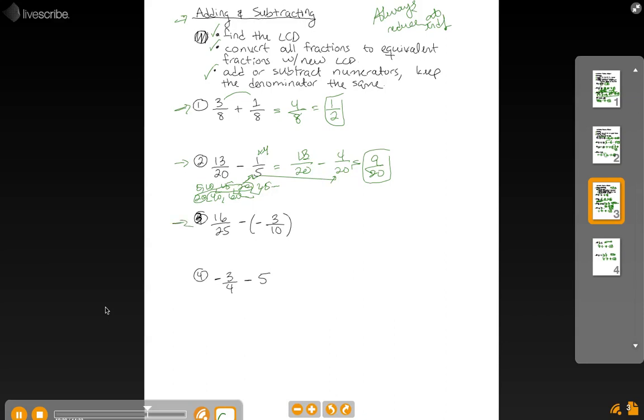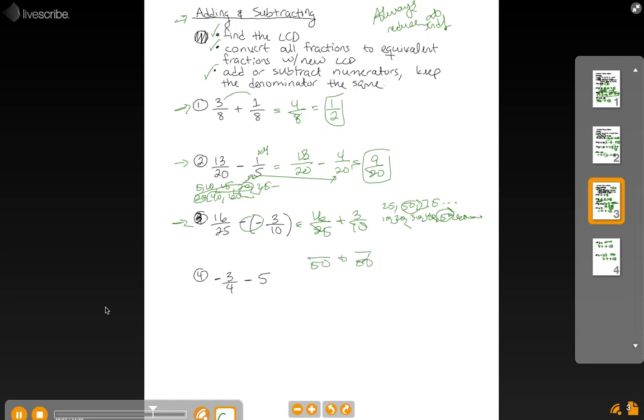Let's take a look at number 3 here. These double negatives: a negative times a negative is a positive, right? So really, that is 16 over 25 plus 3 over 10. Let's look for the lowest common multiple here. So the multiples of 25 are 25, 50, 75, and so on. The multiples of 10 are 10, 20, 30, 40, 50, 60, and so on. The lowest common multiple here is 50. That's the lowest one they have in common. So my LCD is 50.